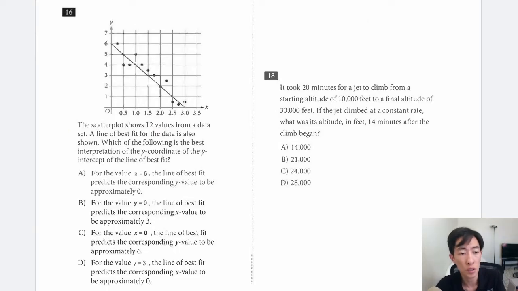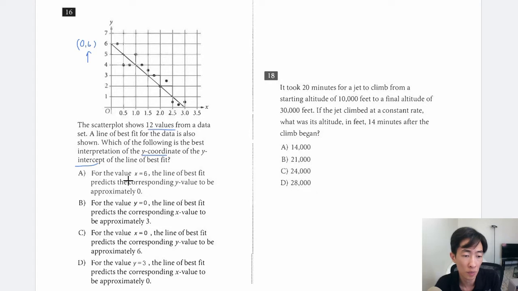Question 16, the scatter plot shows 12 values from a data set. A line of best fit is also shown. Which of the following is the best interpretation of the y-coordinate of the y-intercept? So the y-intercept is up here, and that point is 0, 6. And they want to know what's the best interpretation of the y-coordinate, so that's 6.